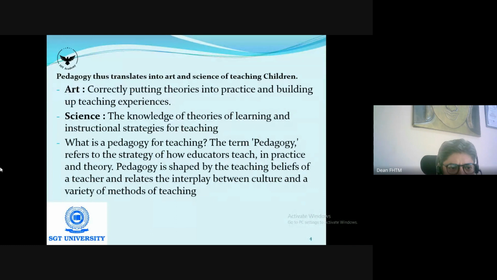The term pedagogy refers to the strategy of how educators teach. What is the strategy you have developed in terms of practice or theory, and how it is being presented in the classroom? So what actually is this all concerned about? Pedagogy is shaped by the teaching beliefs, the beliefs or your experiences as a teacher, and it interprets between culture and a variety of methods of teaching.